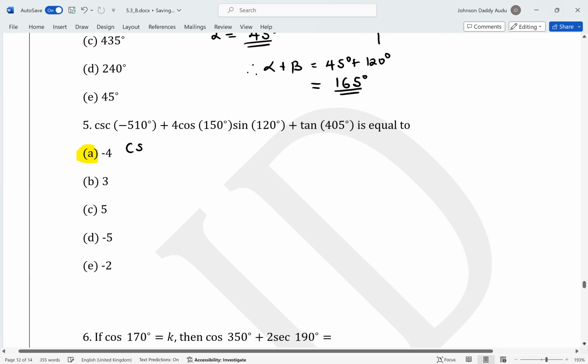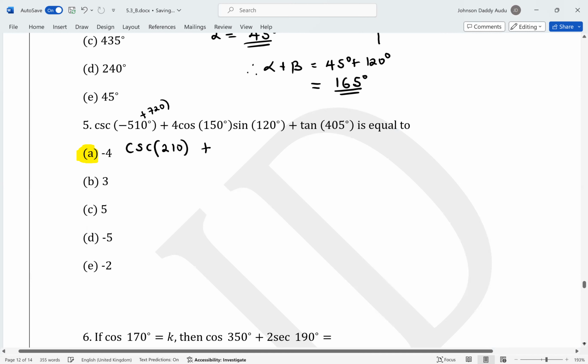So this is cosec. Now this one, we can add 720 to it. Yes, because if you add 360 to it, it will still not be positive. So if you add 720 to it, then it's going to be positive, right? It's going to be positive. And so we have 2, 110, right? So you are dealing with cosec 2, 110.